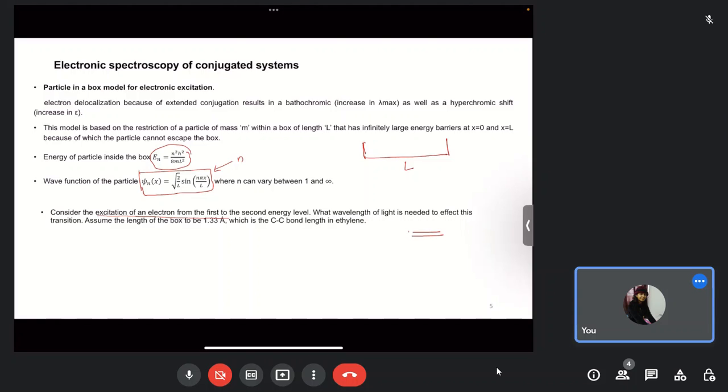So ethylene is going to have a C-C bond, and we are looking at the electron being localized as a cloud between this carbon bond, and the probability of finding the particle in any of this x direction can be defined by using this particular wave function. So we have to find, okay.